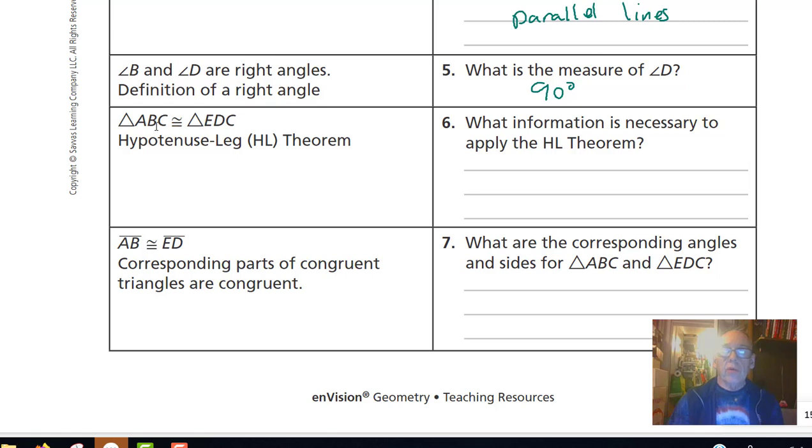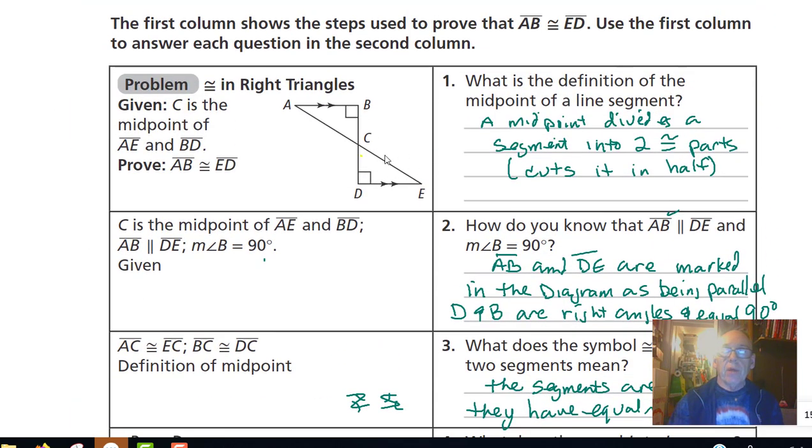So they're saying, or we're able to say that triangle ABC is congruent to triangle EDC using hypotenuse leg. What information is necessary for hypotenuse leg? Well, if we look back up here at the diagram, for hypotenuse leg, we need to show that the two hypotenuses match up, which is what we get from C being the midpoint of this side here. And we need to show that the two legs are congruent, which is what we get from C also being the midpoint of this here. And because these are right triangles, we can use hypotenuse leg.